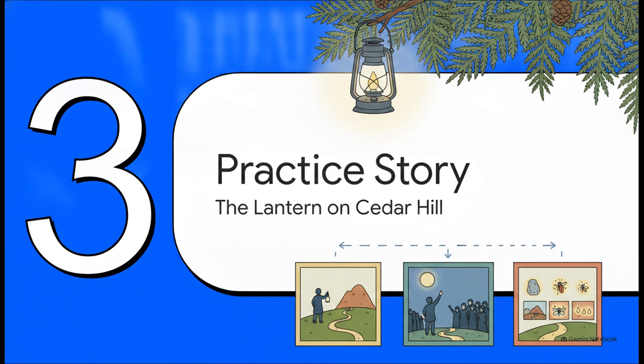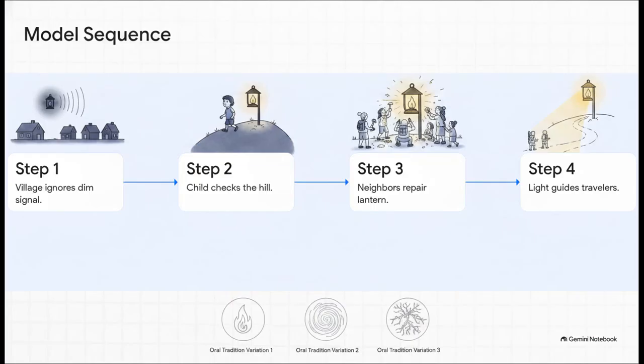Section 3. Practice: The Lantern on Cedar Hill. We're going to apply this structure using a specifically created practice folktale designed just to model this concept. Look at how cleanly we can map out this created practice folktale. It's like dominoes. Every observable event directly forces the next one. Step 1, the village ignores a dim signal. And because of that, Step 2 happens. A child goes to check the hill. That single action directly causes Step 3. The neighbors come together to repair the lantern. And ultimately, that results in Step 4. The repaired light safely guides the travelers home.